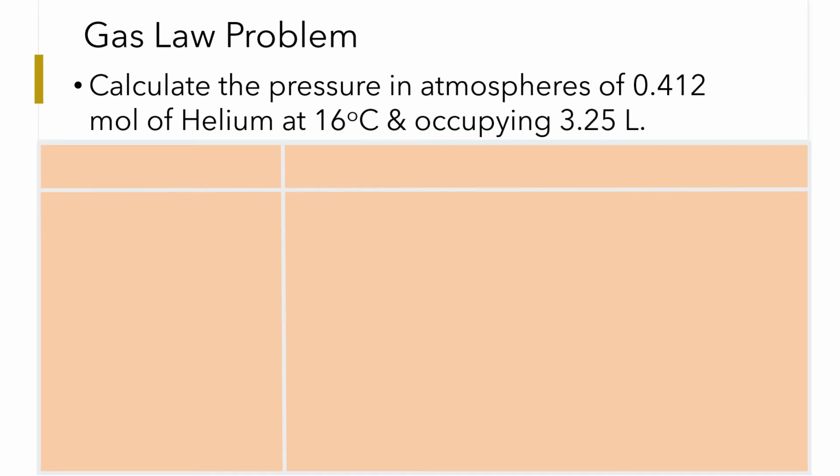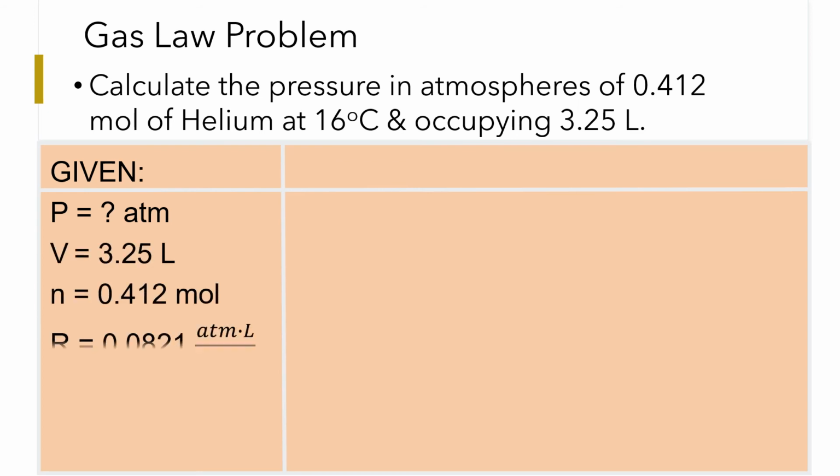So, a quick example. Calculate the pressure in atmospheres of 0.412 moles of helium at 16 degrees Celsius and occupying 3.25 liters. As always, we list the givens on the left-hand side in the order of the equation per PVnRT. So P is first, and that's what we're looking for. V, n, R, T. And that degrees Celsius, we must convert to Kelvin by adding 273.